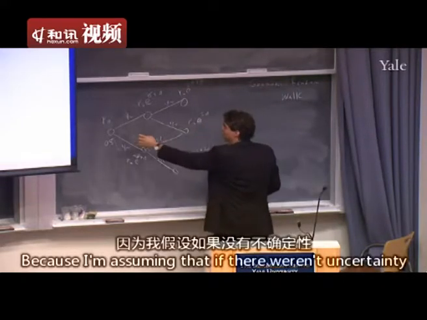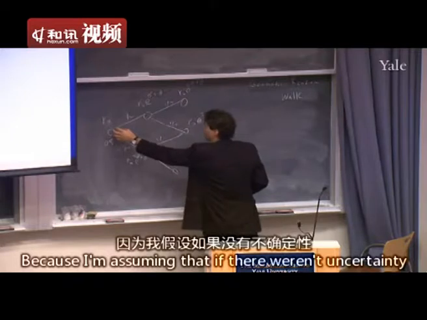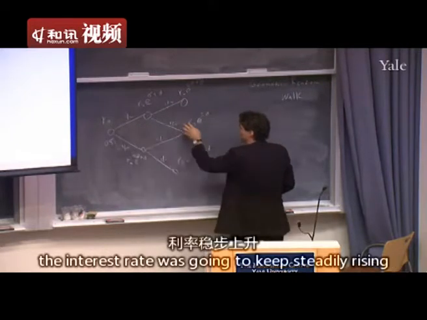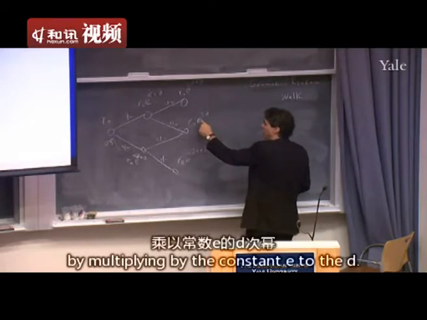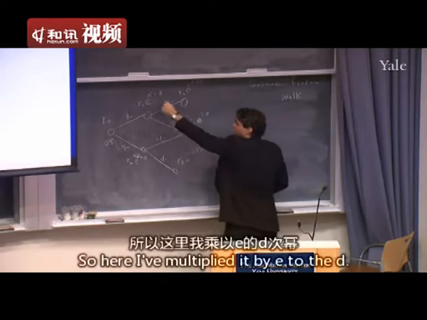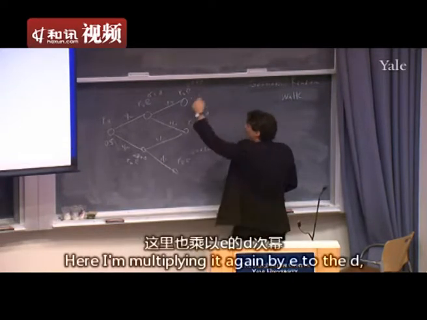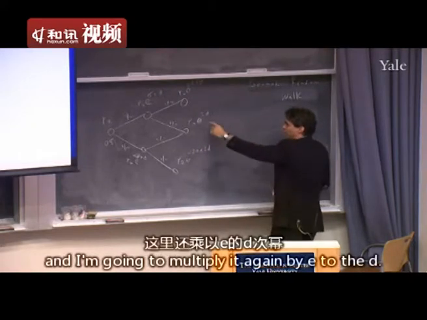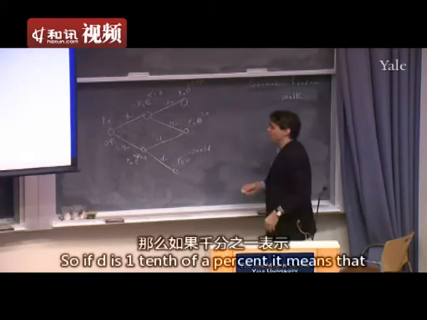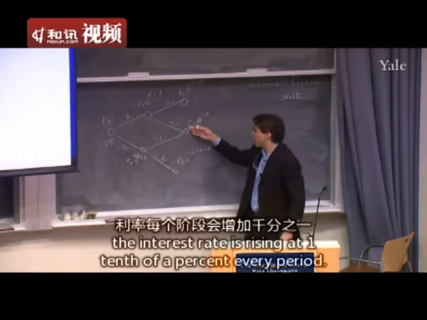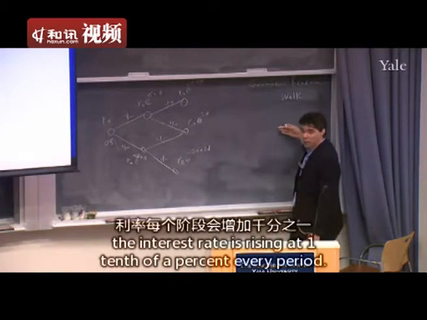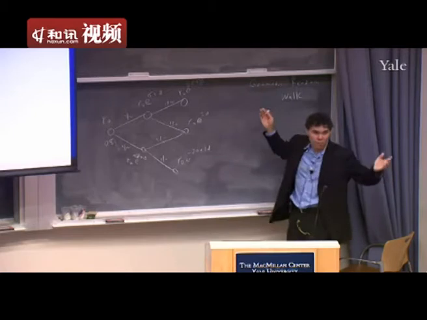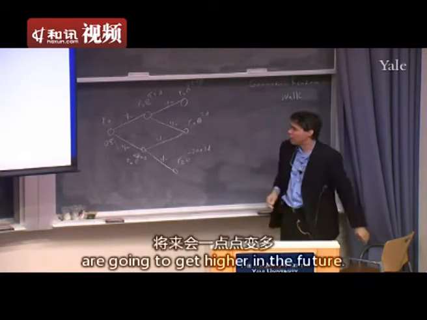Okay, because I'm assuming that if there weren't uncertainty, the interest rate was going to keep steadily rising by multiplying by the constant e to the d. So here I've multiplied it by e to the d. Here I'm multiplying it again by e to the d. I'm going to multiply it again by e to the d. So if d is 0.1%, it means that the interest rate is rising at 0.1% every period. You might just think interest rates are going to get higher in the future.